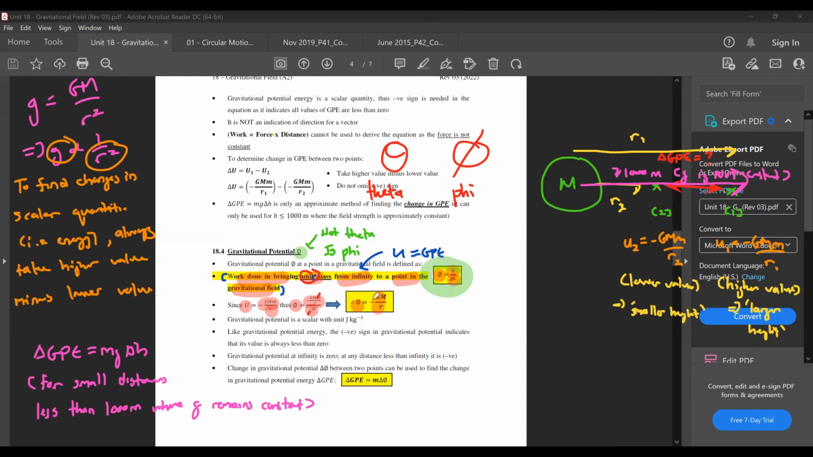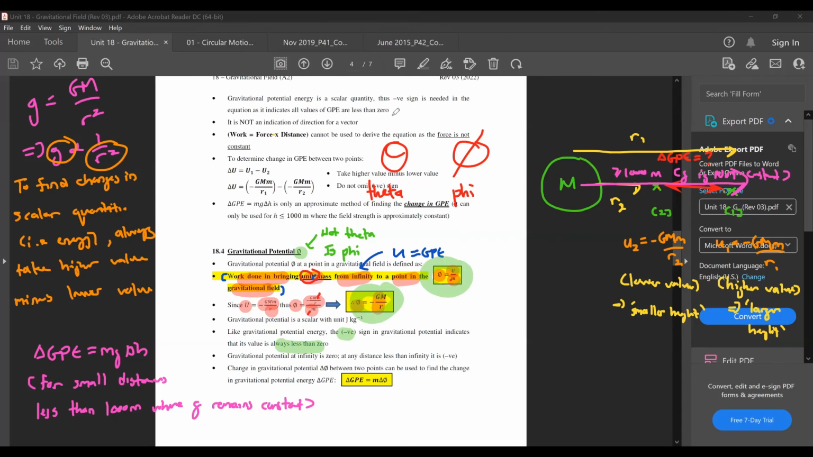Either phi is U over M or phi is negative GM over R. All right. Same thing like before, gravitational potential will always have a negative sign to it because its value is always less than 0. Okay. Then the last thing I should probably mention to you is this.